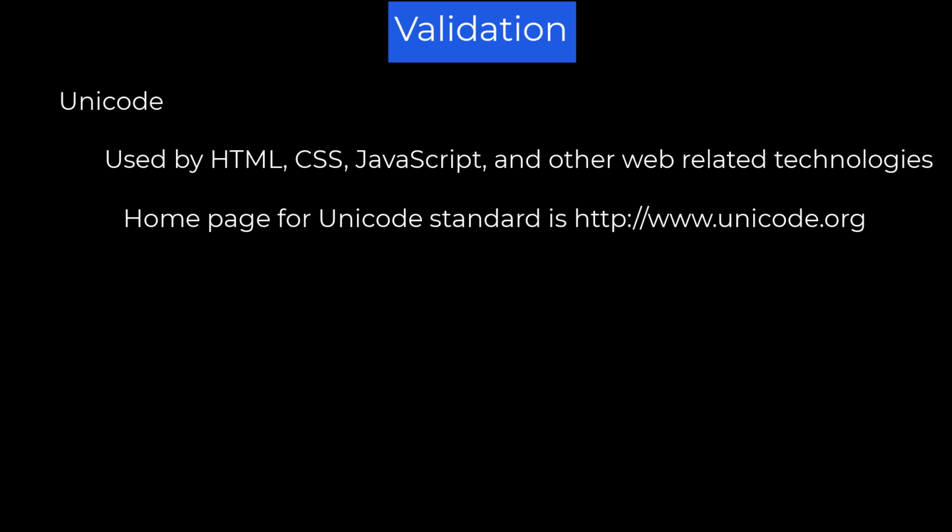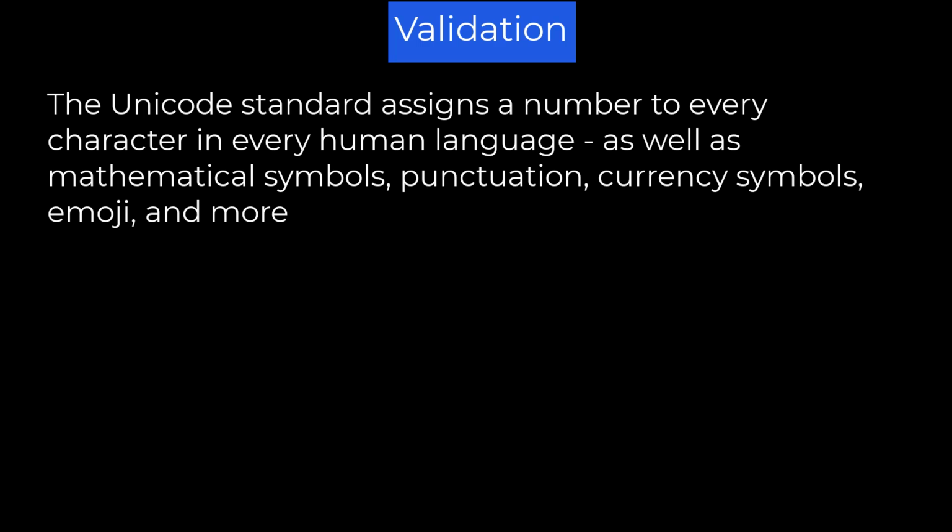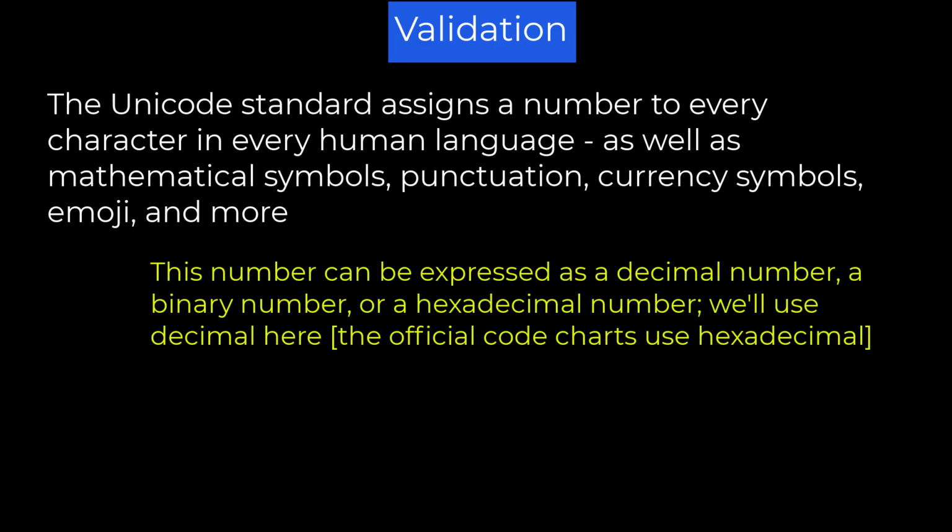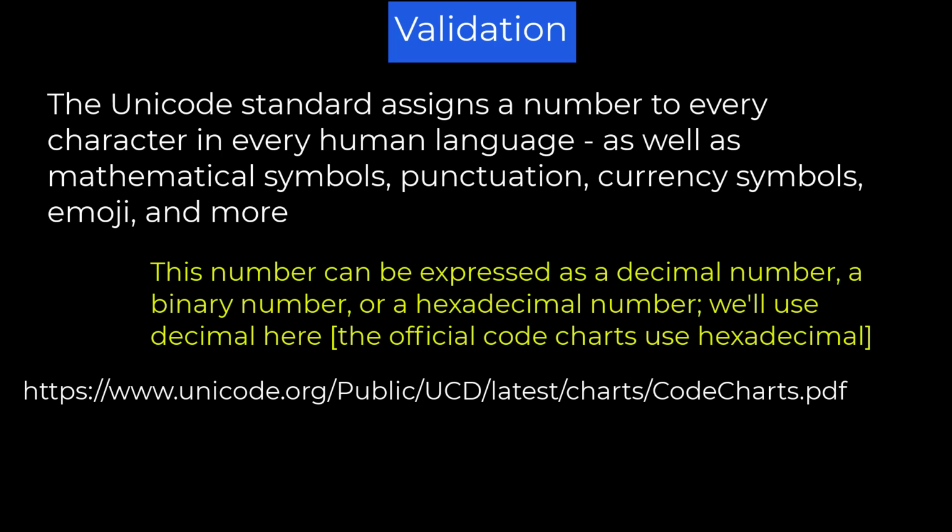The home page for the standard is at http://www.unicode.org. The Unicode standard assigns a number to every character in every human language, as well as mathematical symbols, punctuation, currency symbols, even emojis. This number can be expressed as a decimal number, a binary number, or a hexadecimal number. We'll use decimal here. The interested student is directed to the latest code charts.